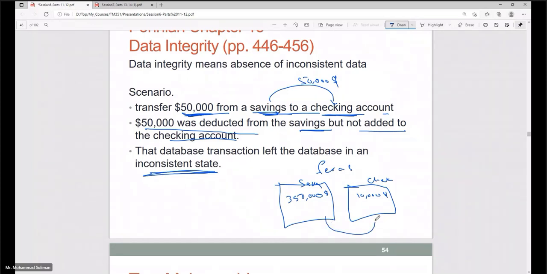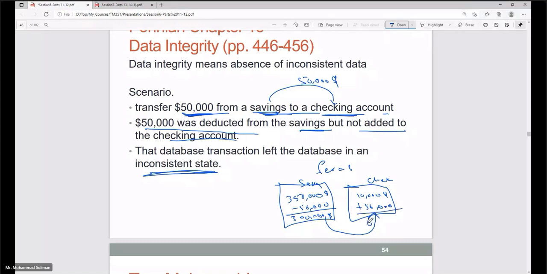So these are all working in the database, right? When you make a transfer, minus 50,000 is applied here. So what is remaining? $300,000, and it should go and update here plus 50,000, right? And the balance should be 60,000.